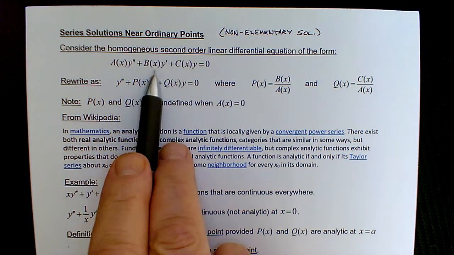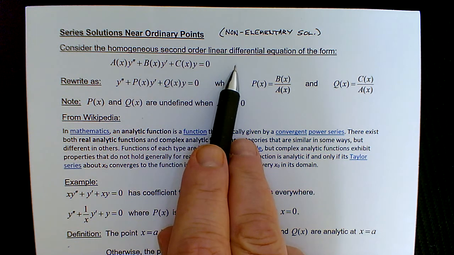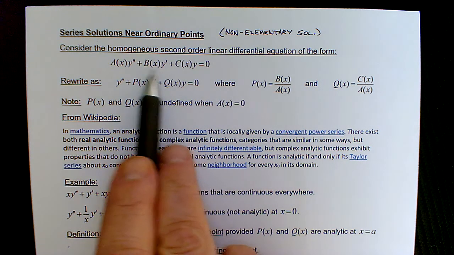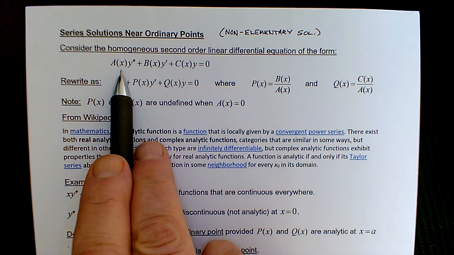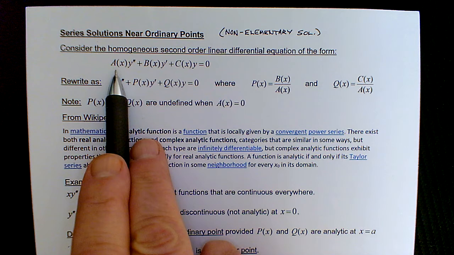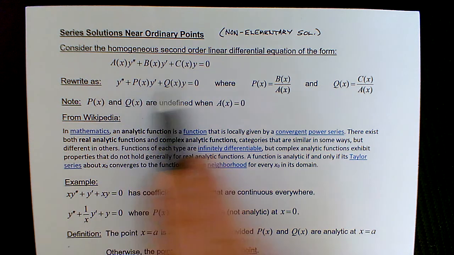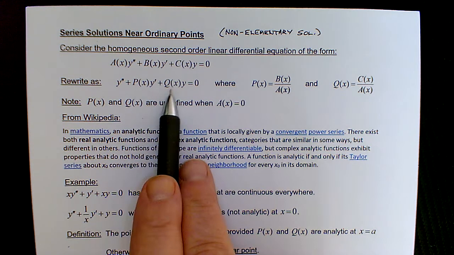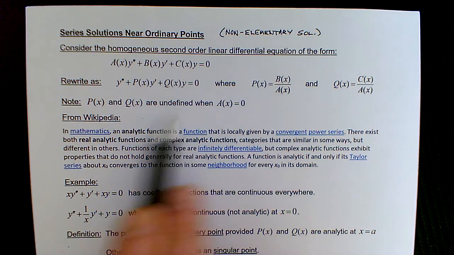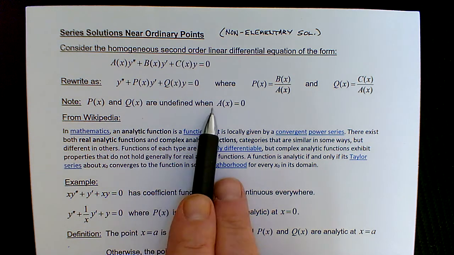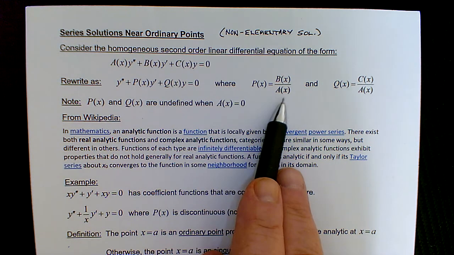So we consider a second order linear differential equation of this form, and we're going to rewrite it by dividing by whatever the function is in front of y double prime, and then we define p of x and q of x accordingly. Just note that p of x and q of x are undefined when a of x is 0.